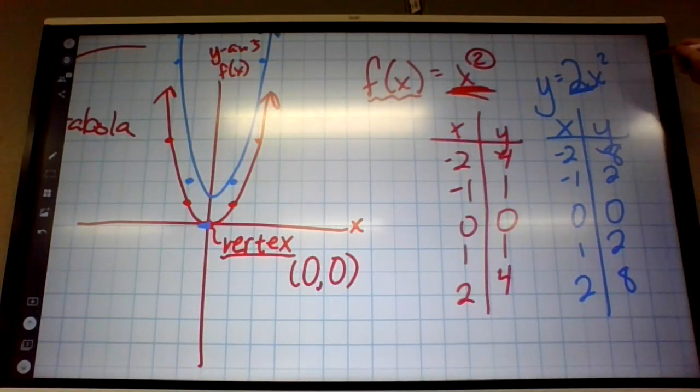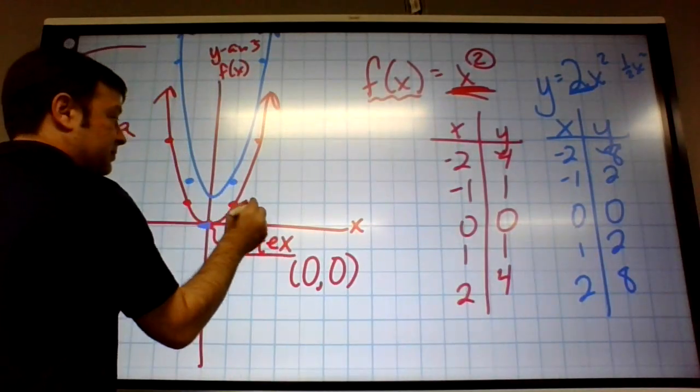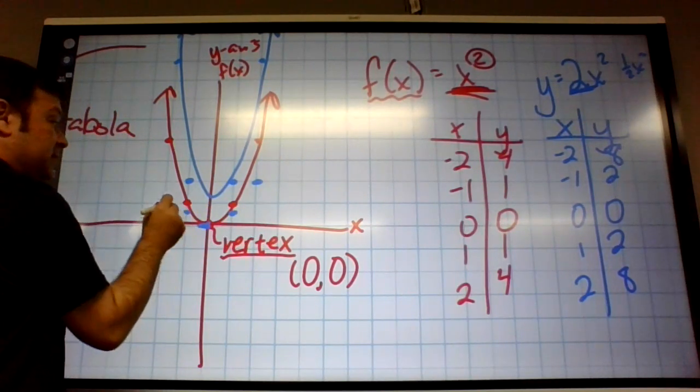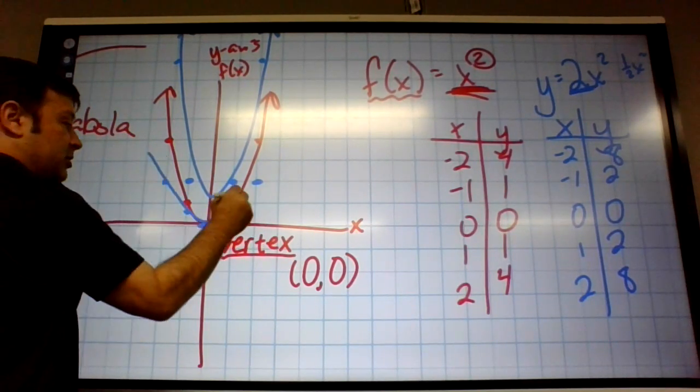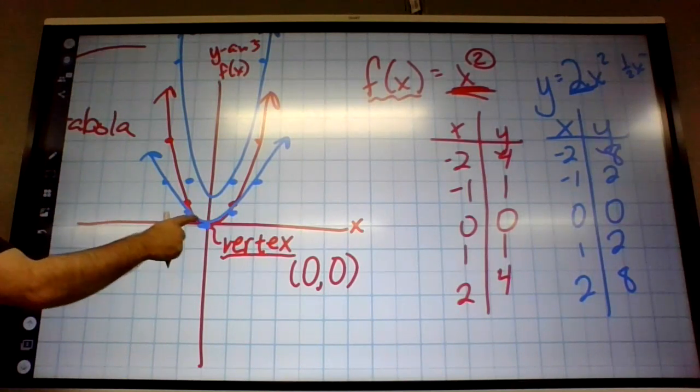So guess what would happen if I did like a 1/2 right there? It would only go up half as fast. It would actually look kind of, it would look like this. It would look broader. Or I think the word the book uses is flatter.